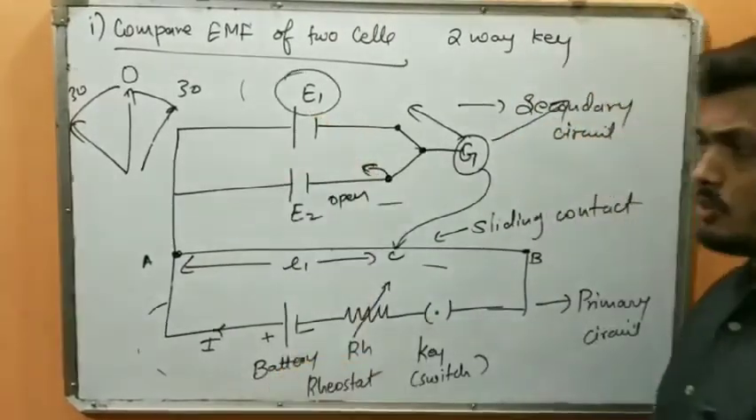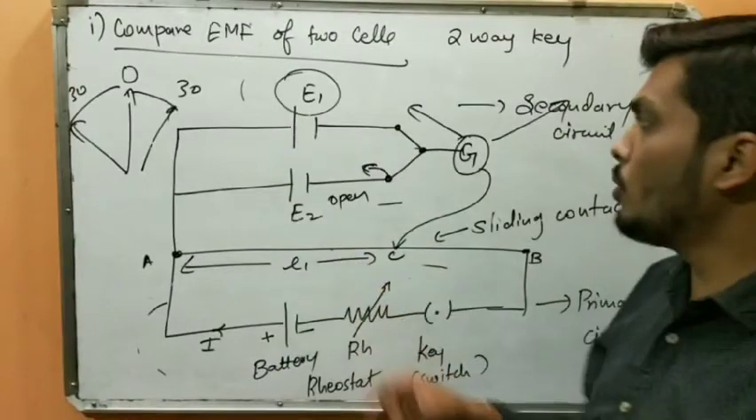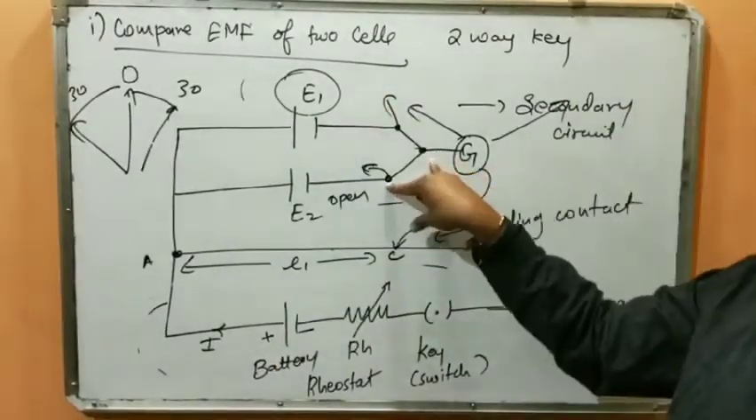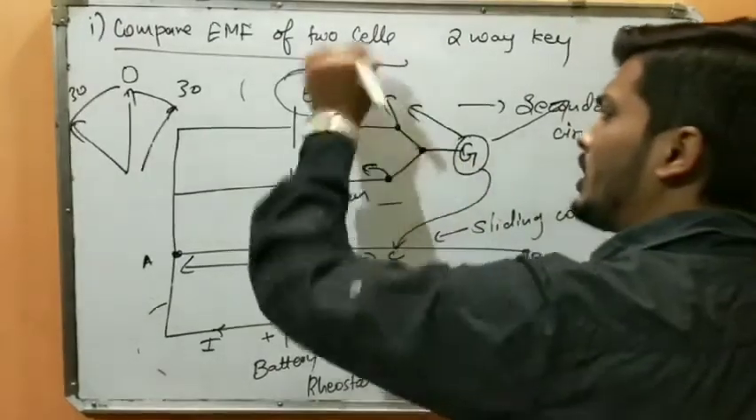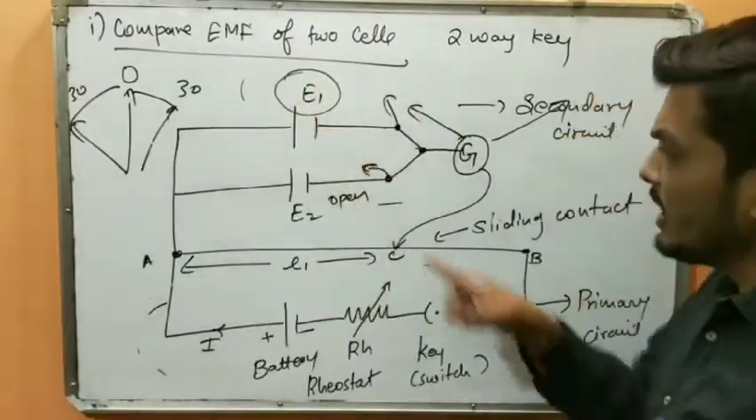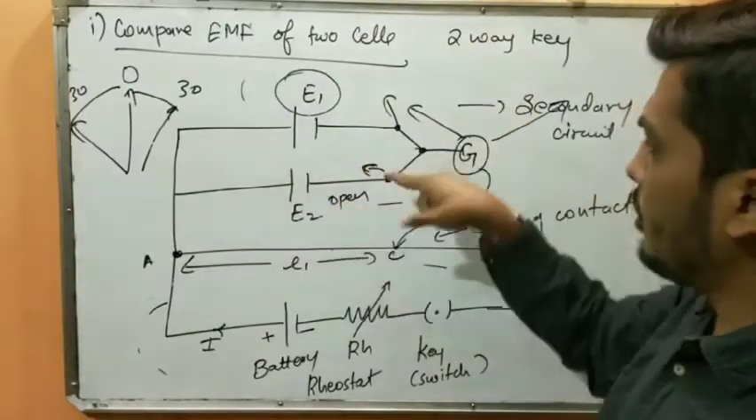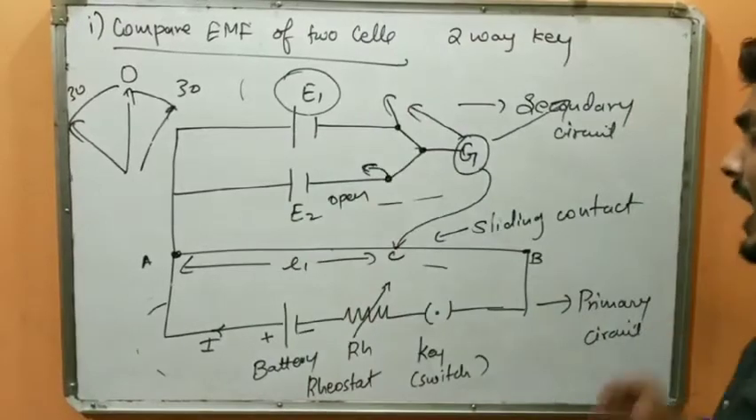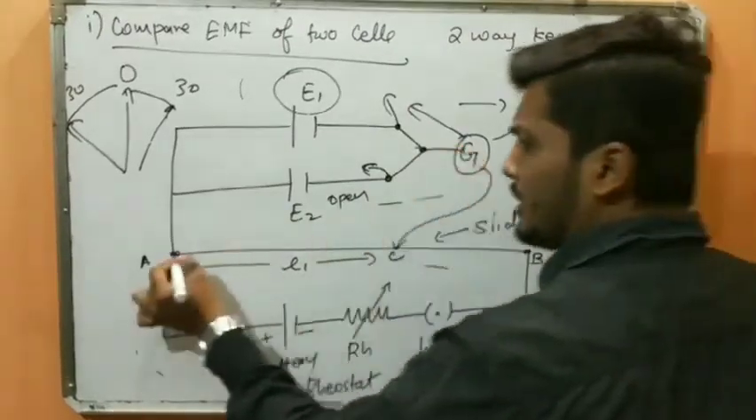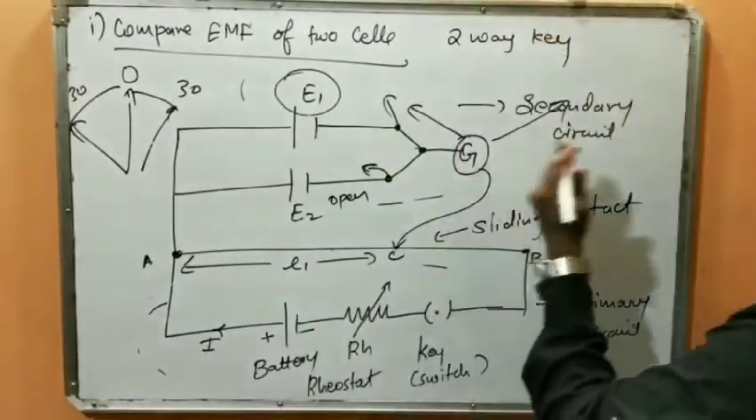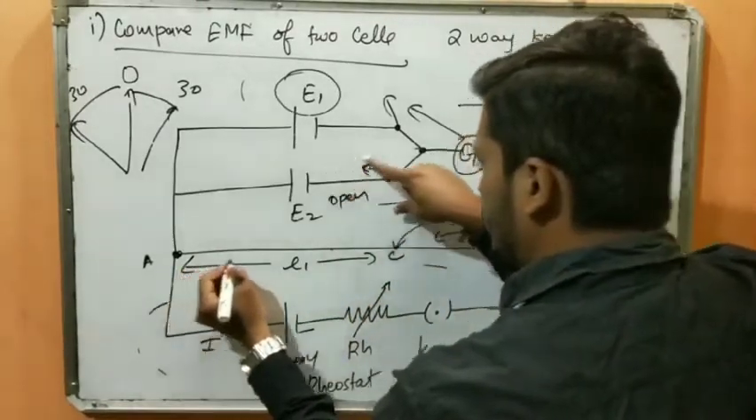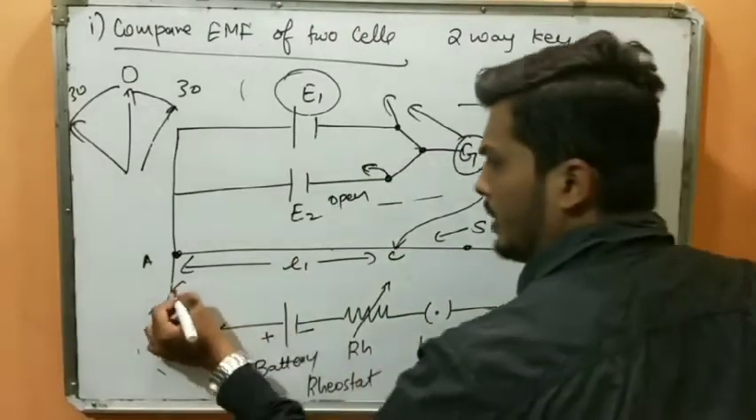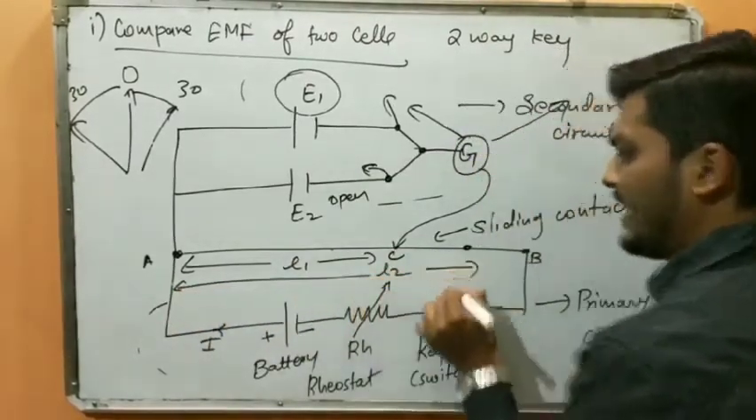Now the second case, when I want to find the balancing length of E2, I'll simply open this circuit and close this both. What I am doing here is not allowing the current to flow through this circuit, and whatever key I had taken from this side, now again I am plugging it here so that current will flow through this circuit. Again same thing: I'll place it here, deflection here; I'll place it here, deflection here. So again I'll slowly move and I may get a point somewhere here, and now I'll measure this length. I'll give it the name L2.